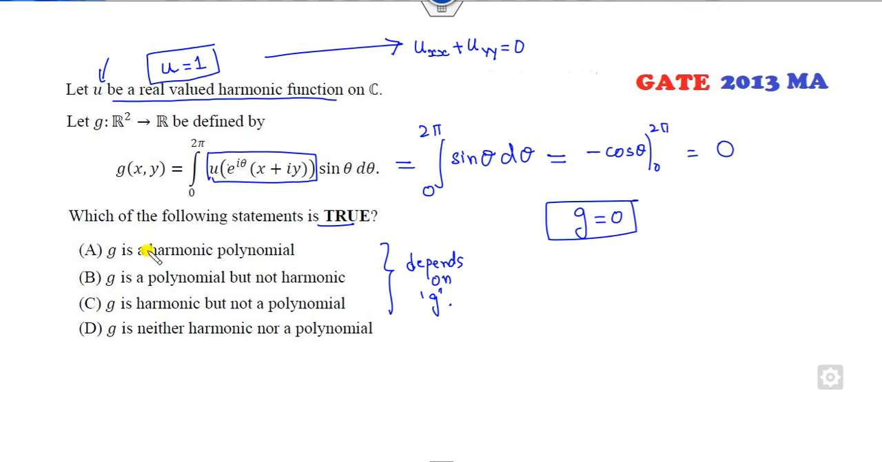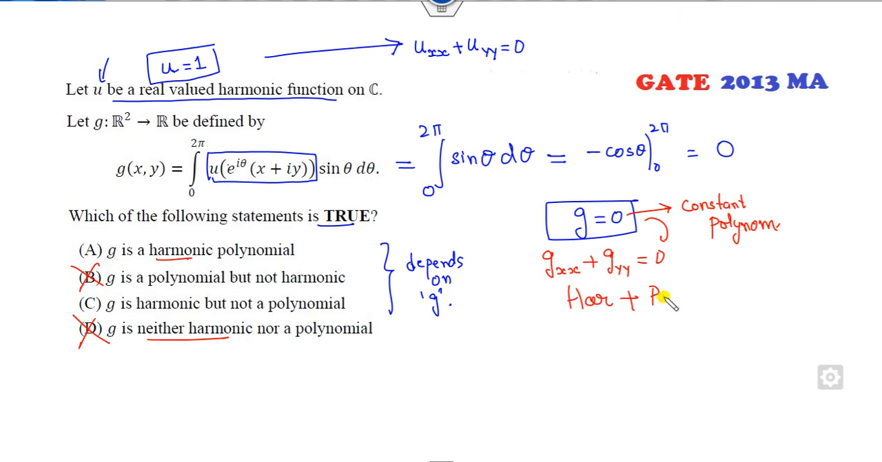Now look at that. Is g harmonic? Yes, because g_xx plus g_yy will be 0, satisfied. So g is harmonic. The options saying it is not harmonic, or neither, cancel out. Is g a polynomial? Yes, because 0 is a constant, and a constant is always represented as a polynomial. So g is both harmonic and a polynomial, so A is the right answer. You can see the function looks very complex, but you can solve it very quickly.